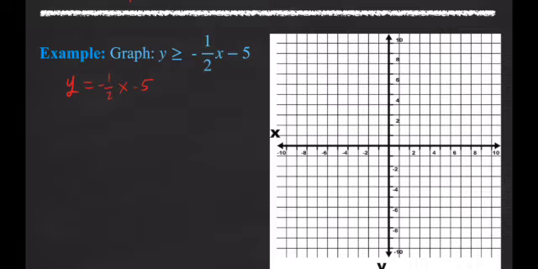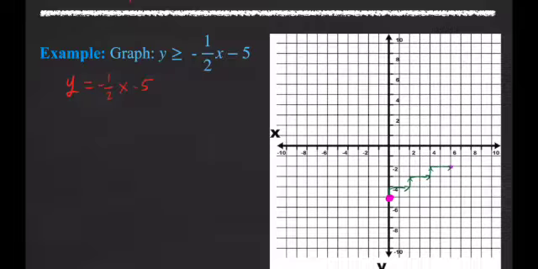Now let's graph it. Notice this is in y equals mx plus b. We have our slope, we have our y-intercept, so we can just put that on the graph nicely at negative 5. And we can rise by -1 and run by 2, or we can rise by 1 and run by -2. So if we go up by 1, run by 2, up by 1, run by 2, up by 1, run by 2.